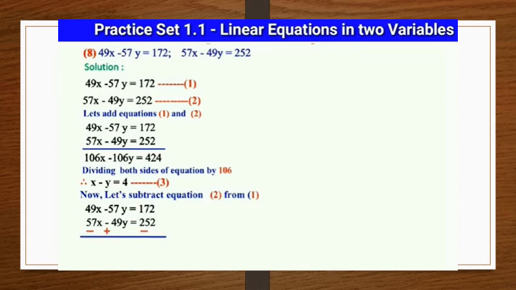So here 57 didn't have sign. It had positive sign. So minus sign is retained. Minus 49 minus minus becomes plus. So minus 49 will become plus 49 now, because minus minus becomes plus. Then plus 252 will become minus 252.